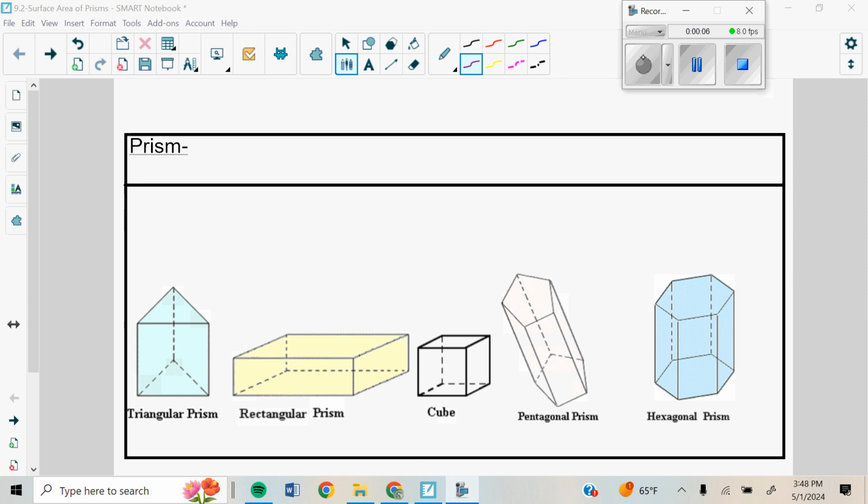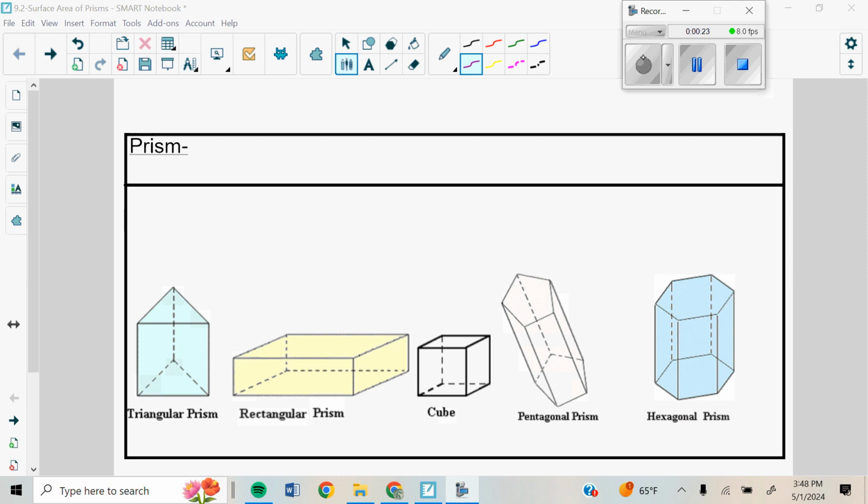Today we're going to talk about surface area of prisms. So in Unit 9 we're talking about three-dimensional shapes. Yesterday, or in 9.1, we were drawing them with isometric dot paper and orthographic drawings, and we built some in class. And so now we're going to talk about specific ones that are prisms.